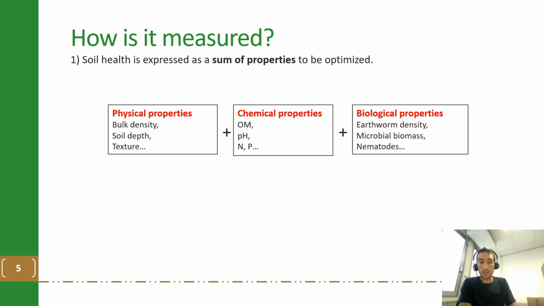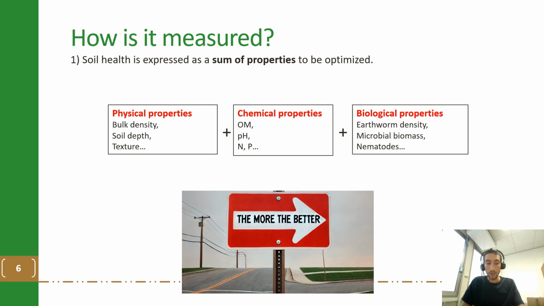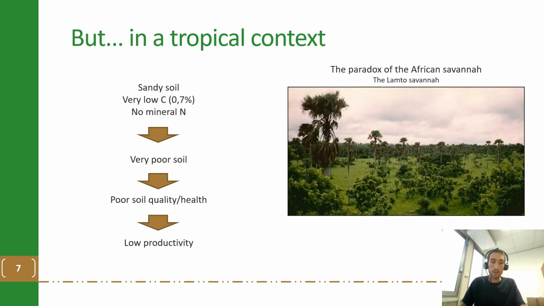Firstly, and in the standard way, soil health is expressed as a sum of properties that is conventionally optimized. By this, I mean that we measure physical properties, chemical properties and biological properties. The sum of these properties ultimately provides the quality of the soil, and traditionally we maximize these properties. But is this really the right metric? There are a number of ecosystems where, in the end, more is not really better.